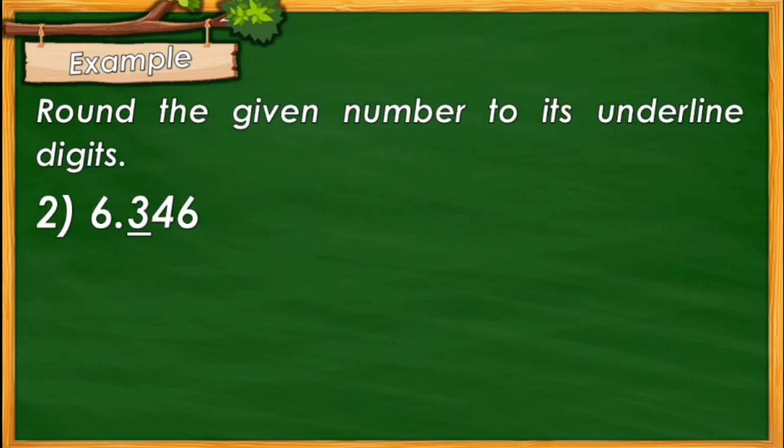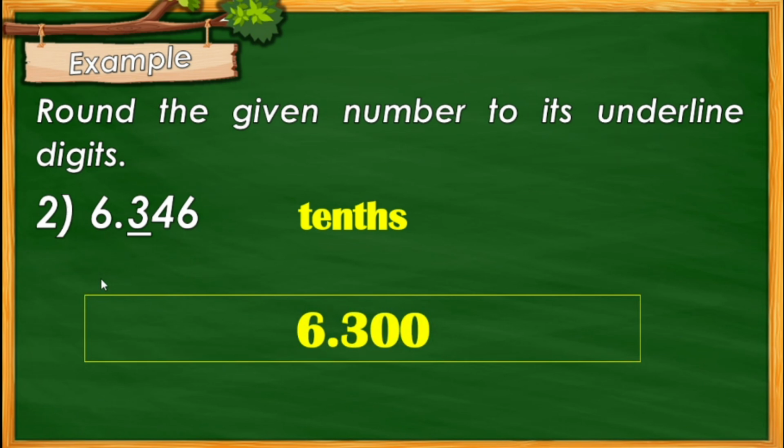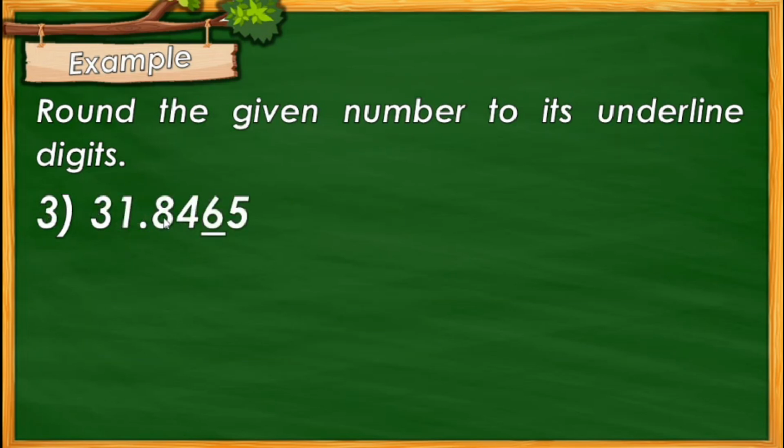And then for number 2, 346,000. So the underlined digit is 3. So the place value of 3 is tens. Now look at the digit to the right of 3. The digit is 4. Is it round up or round down? Round down. So the final answer is 6 and 300. So the remaining numbers to the right of digit 3 become 0. Round down.